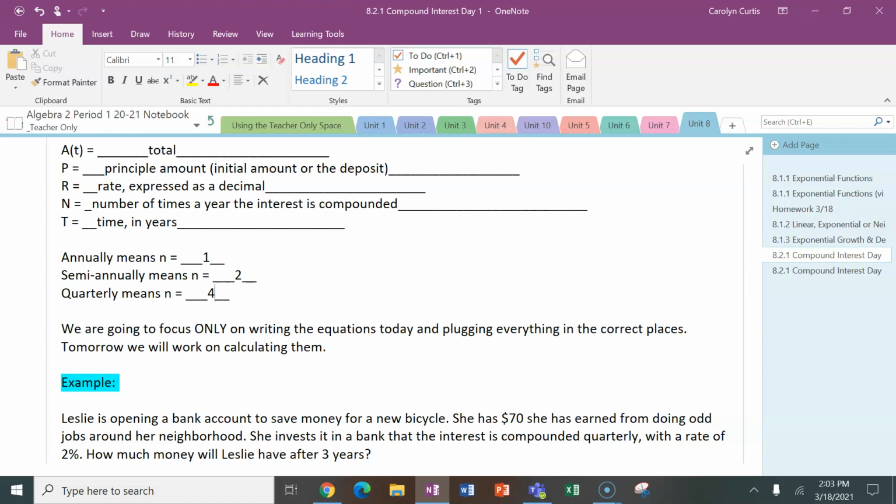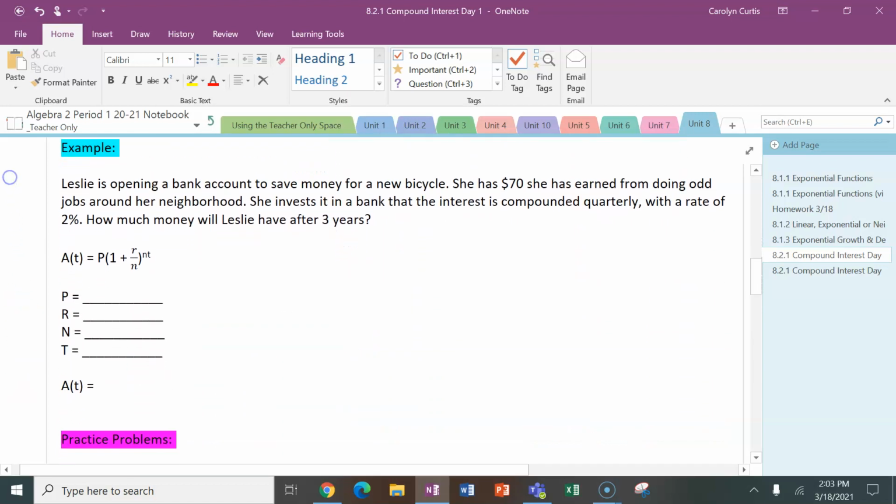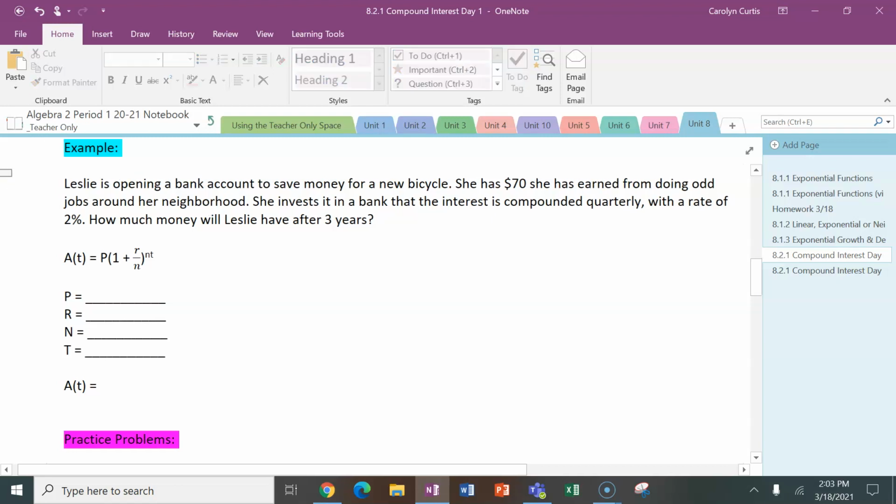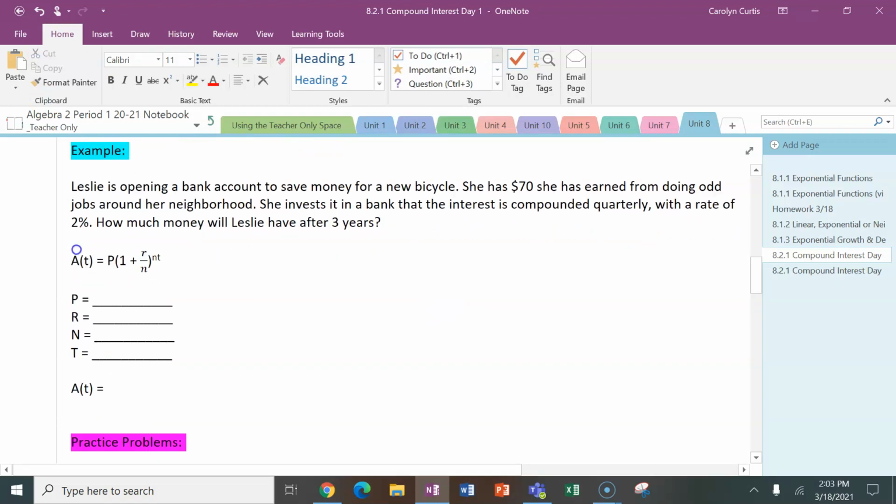So let's go through this first example. Leslie is opening a bank account to save money for a new bicycle. She has $70 she has earned from doing odd jobs around her neighborhood. She invests it in a bank that the interest is compounded quarterly with a rate of 2%. How much money will Leslie have after 3 years? So we want to first identify what P, R, N, and T is, and then write it all in one equation. So P, my principal amount, is $70.